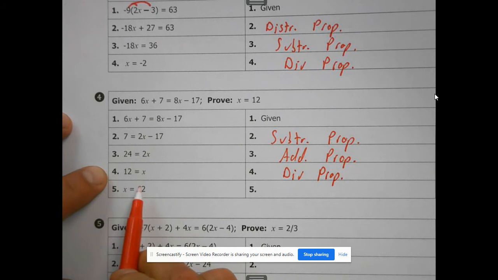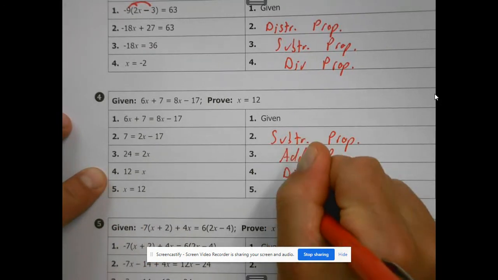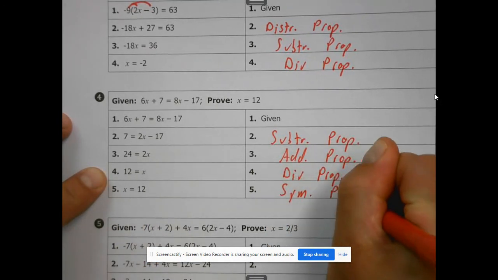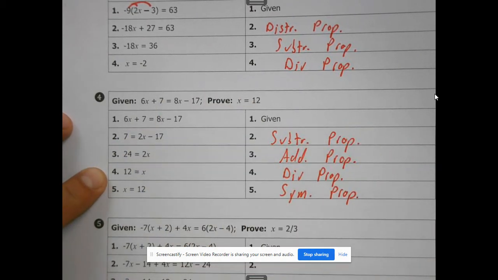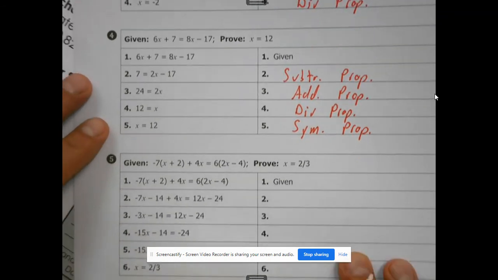And tricky one. This one, they just flipped. 12 equals x, the same thing as saying x equals 12. That is your symmetric property. Whenever you flip, that is just your symmetric property. Number 5.